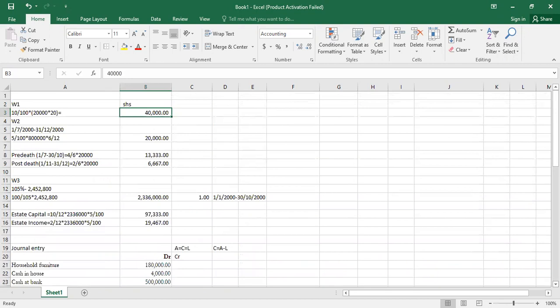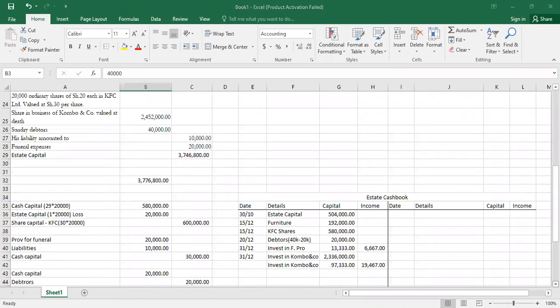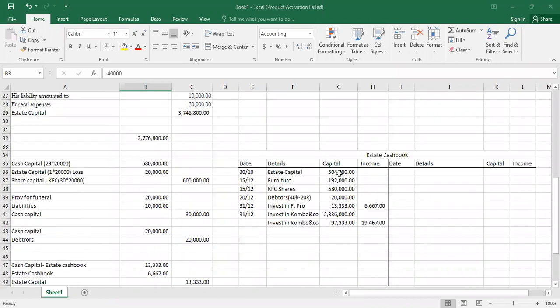Let me see the question. No, the distribution will be done in 2001 when we are closing the books. So that will not occur here. So this is what we are going to do. Let us close this period, but we have some liabilities, isn't it? We had the liabilities of 10,000, these ones. What was the date?